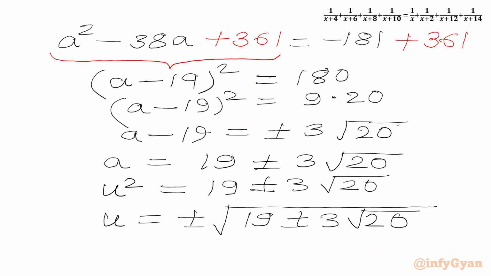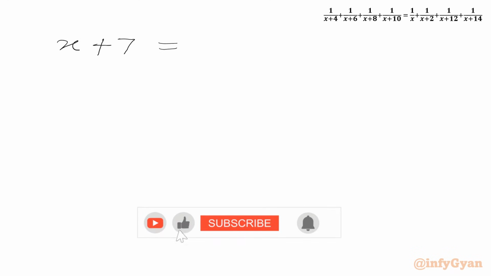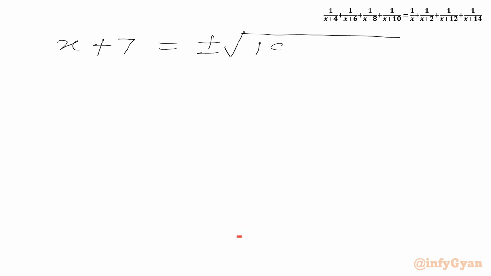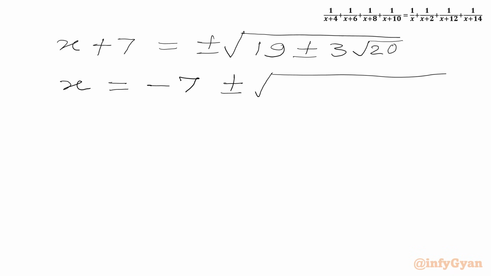Now u was x plus 7. So we can write here x plus 7 equal to plus minus square root of 19 plus minus 3 square root 20. Now we have to subtract 7 from both the sides. So x will be equal to minus 7 plus minus square root of 19 plus minus 3 square root of 20. Now we have 4 solutions here.